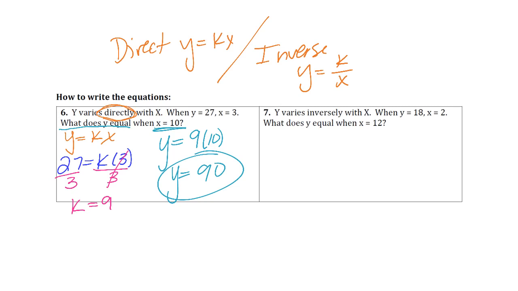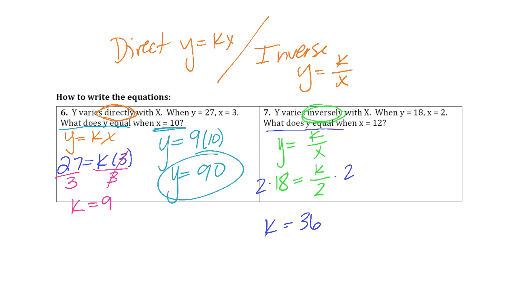All right, let's look at number 7 and see if we can find any more of those keywords. Y varies inversely with x. So inversely means we're going to use y equals k over x. And then it tells us y is 18, we don't know k, and x is 2. So what we want to do is solve for k so that we can figure out what k is in problem number 7. So we want to times it by 2 on both sides. So k equals 36.